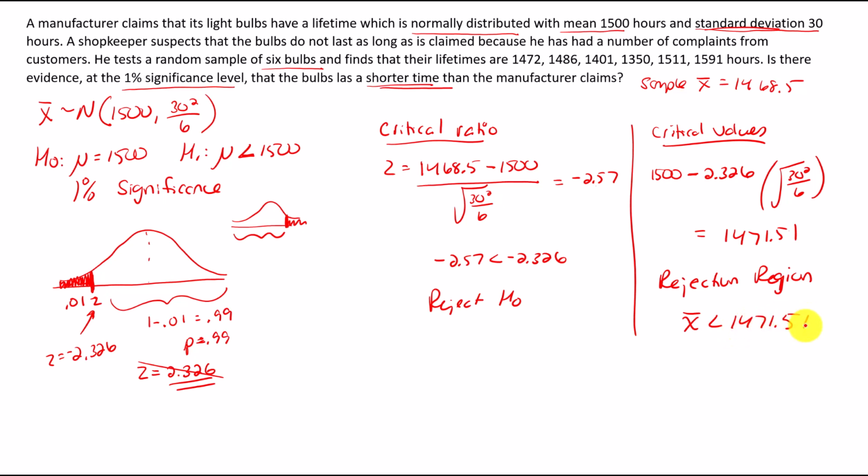And so now we have to check our sample mean. This was our sample mean. Our sample mean was less than 1,471.51, and so we reject the null. So either way, our conclusion comes out the same, but you have to know the difference. So this one's nice, but this one you have to know if you were asked to find the rejection region, because that's what this is. Or the critical value, that's this one. So just be really careful and make sure you know those.